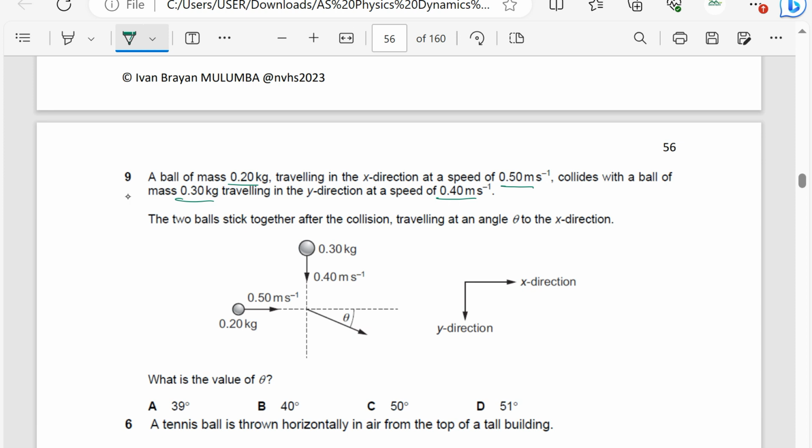What is the value of theta? A ball of 0.2 was traveling in the x direction and the other one was traveling in the y direction as shown. Then now they move at an angle.